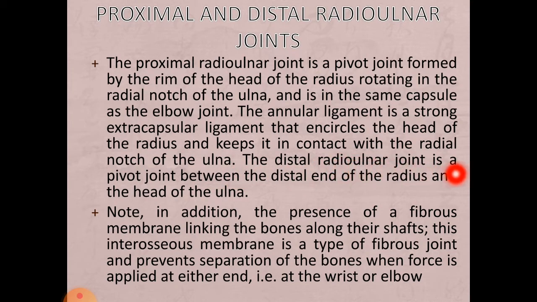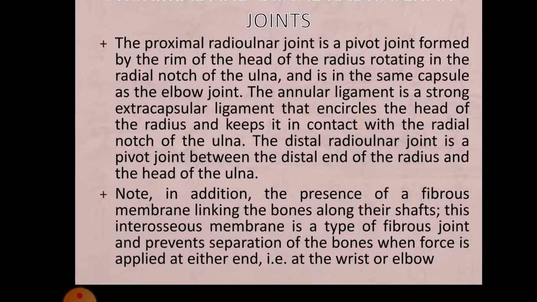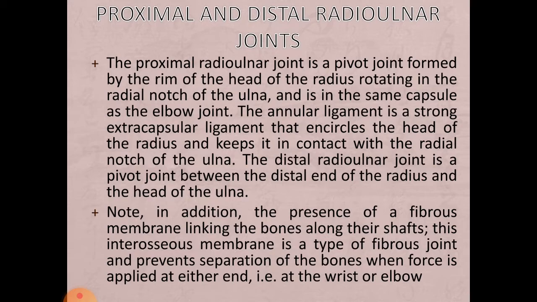The distal radioulnar joint is a pivot joint between the distal end of the radius and the head of the ulna. Note in addition the presence of a fibrous membrane linking the bones along the shaft. This interosseous membrane is a type of fibrous joint and prevents separation of the bones when force is applied at either end, that is at the wrist or the elbow.